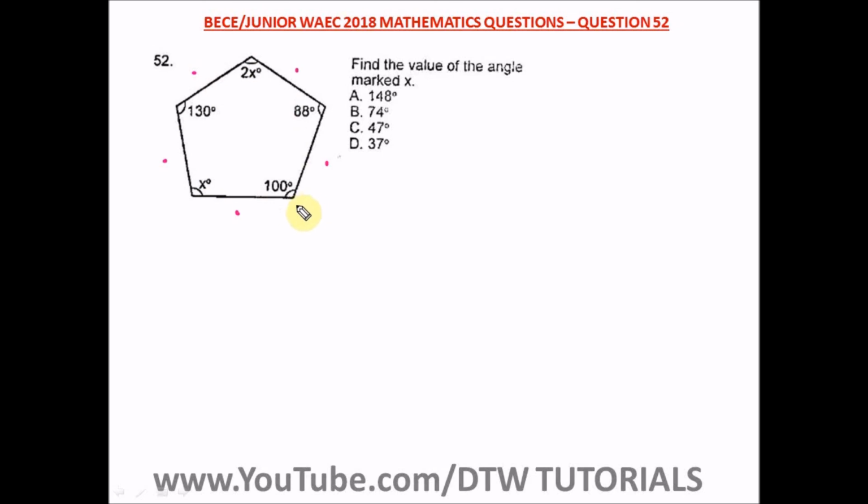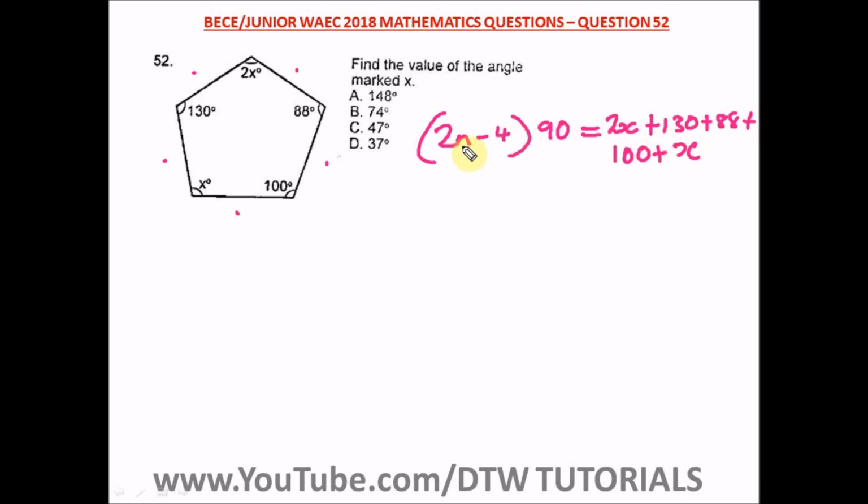the polygon. And remember, what's the formula for finding the interior angles of a polygon? That's the sum of interior angles of a polygon. It is (2n minus 4) times 90, which is equal to the sum of all the interior angles of the polygon. All right, and what is the sum of all these angles? We have here 2x plus 130 plus 88 plus 100 plus X. Okay, and n is the number of sides, and our number of sides of the polygon is 5. This is a pentagon.